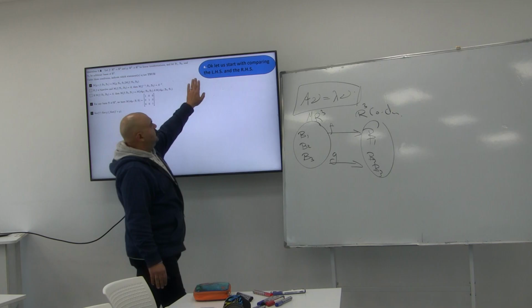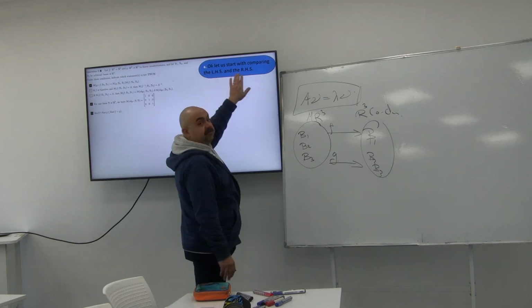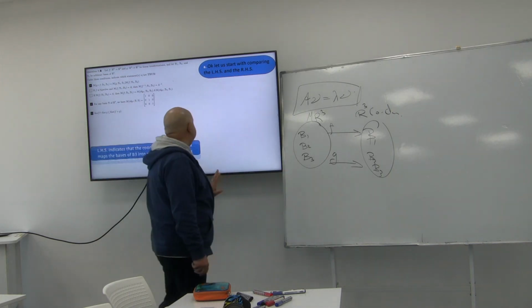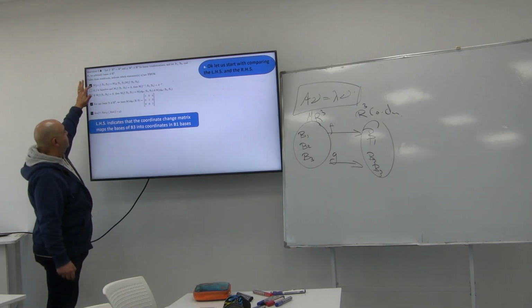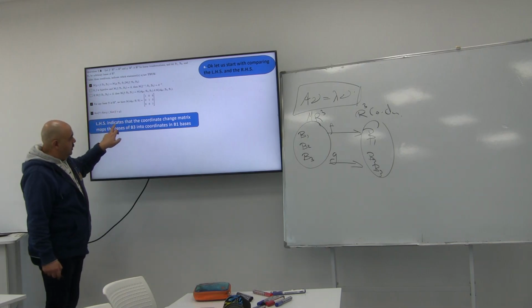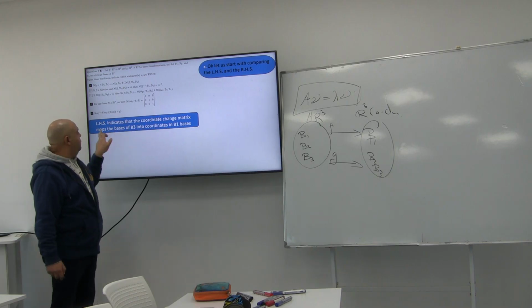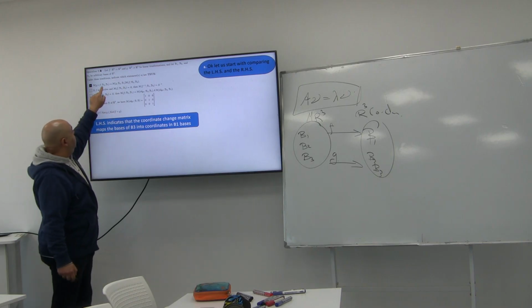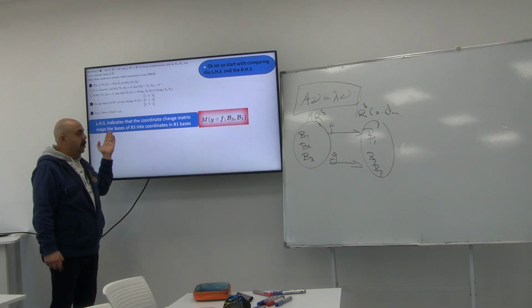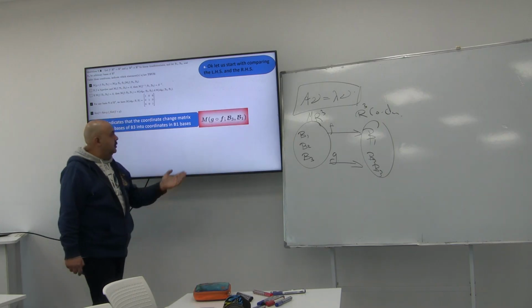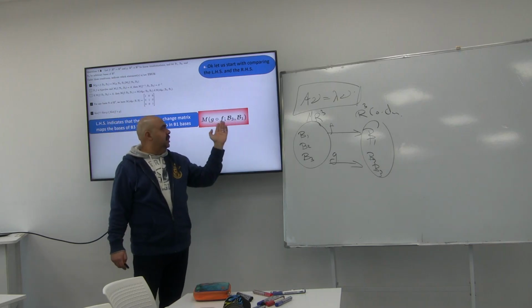Let's start with comparing left-hand side and right-hand side. This is very, very simple. The left-hand side of statement A states that the coordinates change matrix maps the basis of B3 into B1. So I'm mapping the element of B3 using the coordinates of B1. This is what is stated in here, B3 into B1.